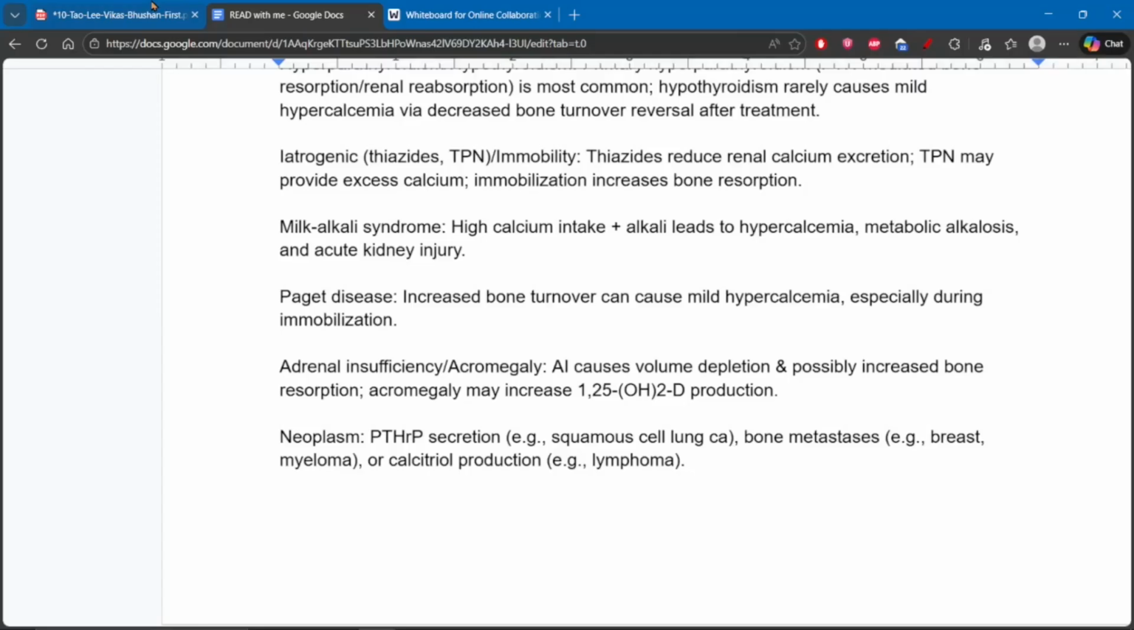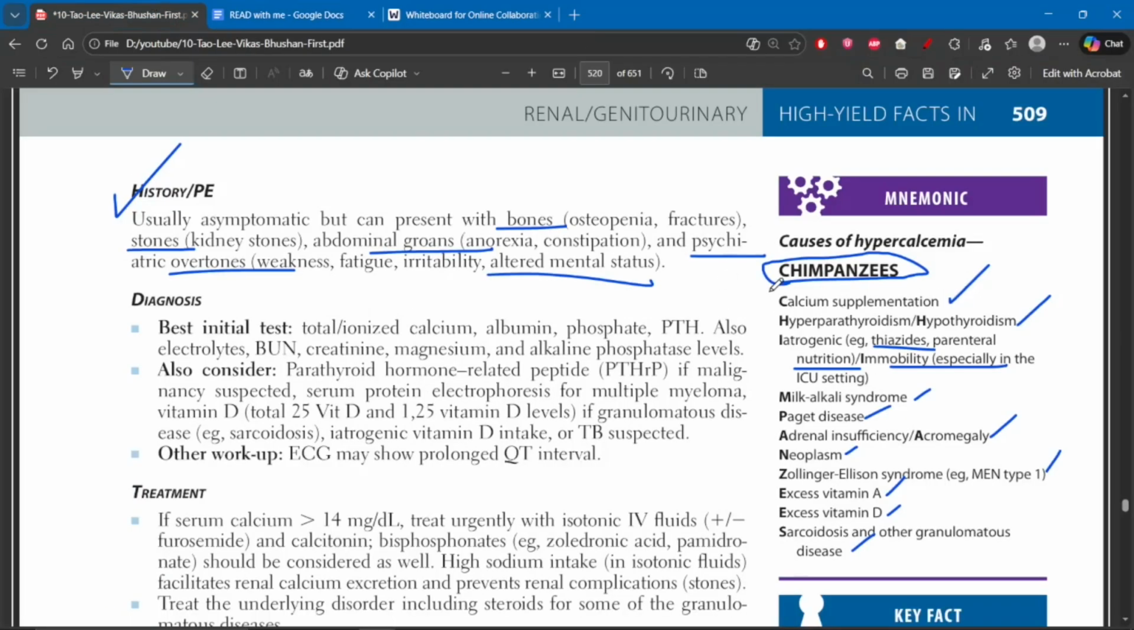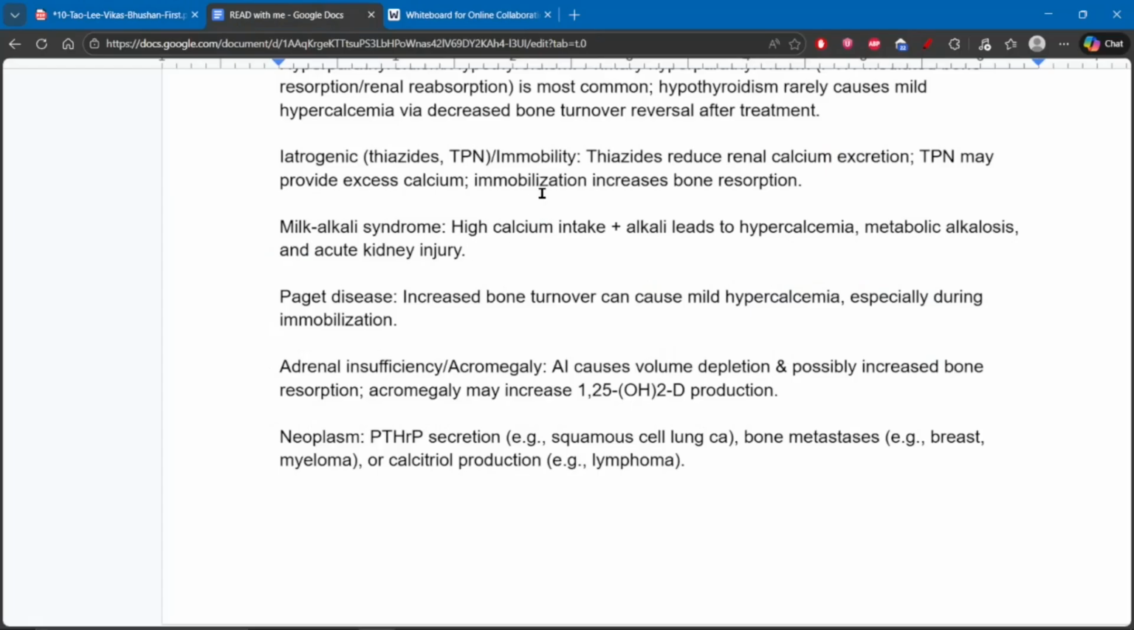Iatrogenically, if you haven't noticed, we're following all of this, right? So iatrogenically, what happens is thiazides reduce calcium excretion, so they can cause hypercalcemia. Total parenteral nutrition may provide excess calcium.